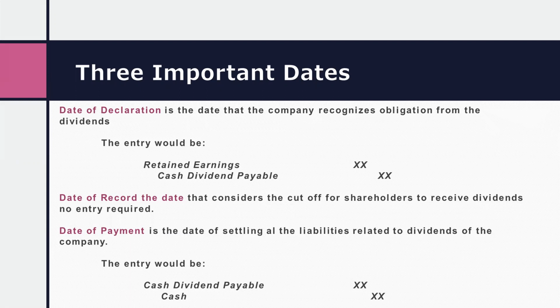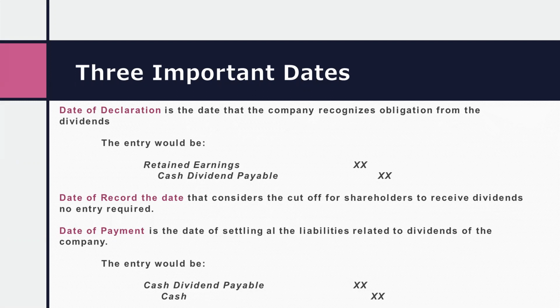So on that day, meron tayong journal entry. So what you're going to do is you debit retained earnings. So by debiting retained earnings, you are actually reducing your retained earnings. So, kasi this is an equity account, so its normal balance is credit. And then we credit cash dividends payable at the amount, of course, no, specified.